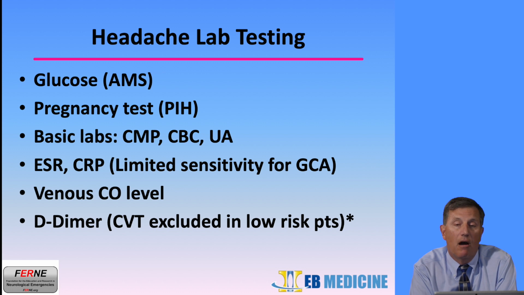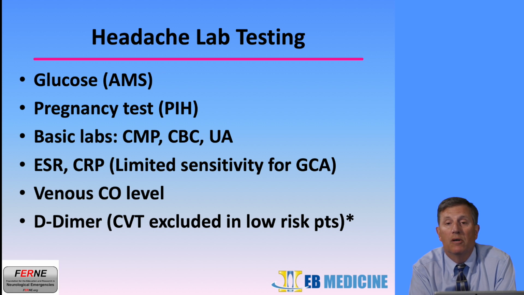You can do an ESR and CRP, markers for inflammation, but please note that these have limited sensitivity in the setting of giant cell arteritis. A venous carbon monoxide level will be helpful when you have multiple people who have a headache in one setting, such that CO poisoning might be suspected. And lastly, you might do a D-dimer. This will exclude a cerebral venous thrombus, but only in low-risk patients. This D-dimer is not helpful in patients who are thought to be high or moderate risk following your initial assessment.